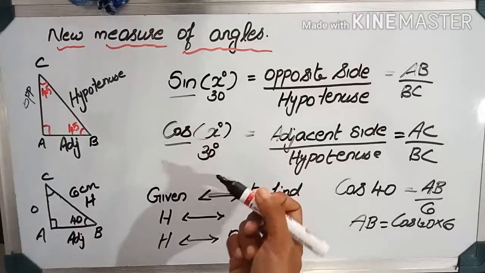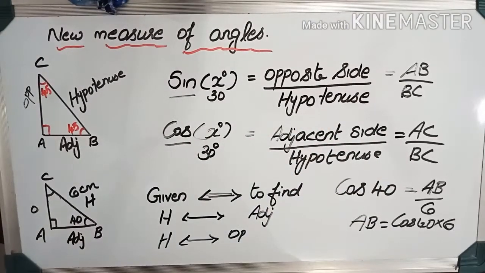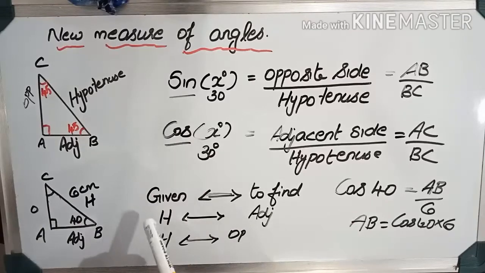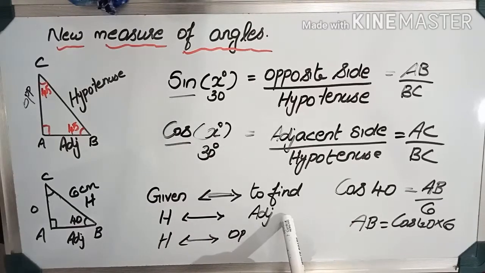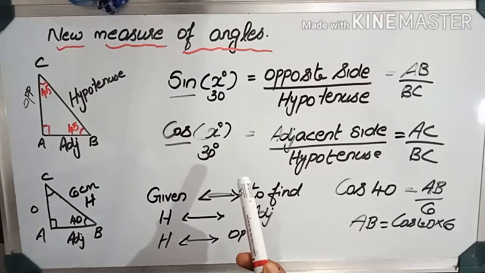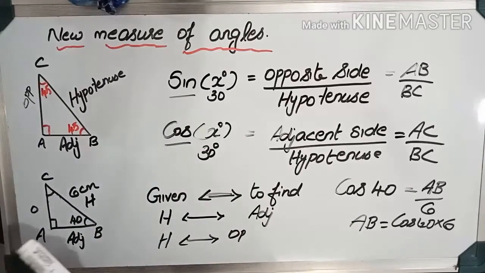Okay, sine and cos. Sine means opposite side by hypotenuse. Cos means adjacent side by hypotenuse. First you have to check the relation: which one is given and which one we have to find. That too comes in sine or cos, that you have to check next. Then you can use it. That's all about this new measure of angles. Now let's move on to problems.